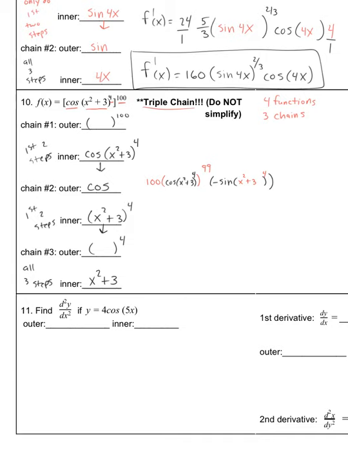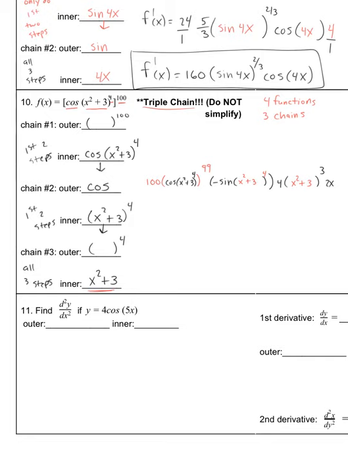Now we start over and we go to the third chain. What's the derivative of the outer? 4 times something to the third. Second step, we plug in the inner as is, x squared plus 3. And finally, on the last chain, we take the last step. What's the derivative of the inner? The derivative of x squared is 2x. And the derivative of 3 is 0. So there you have it.